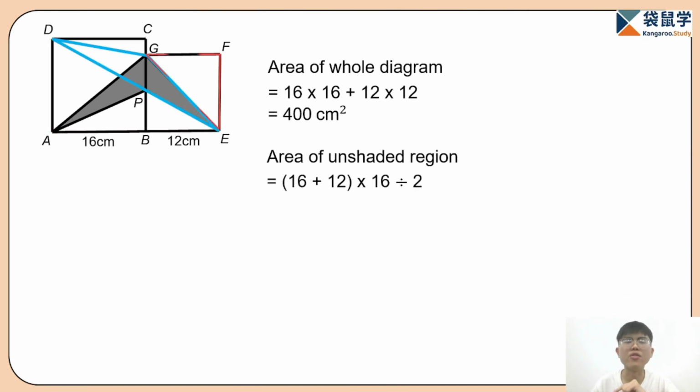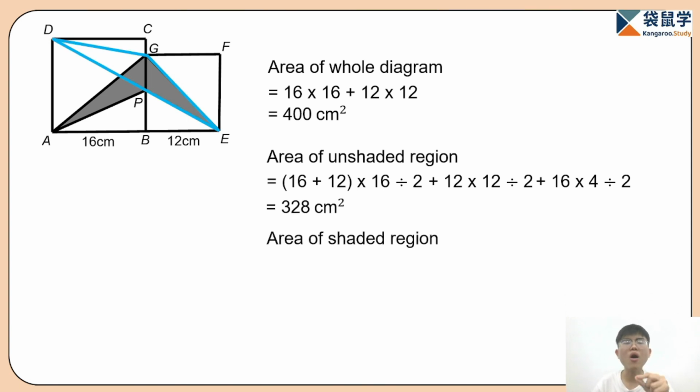So the area is just (16 plus 12) times 16 divided by 2. And for the triangle on the right side, the area is just 12 times 12 divided by 2. And finally, we have a small triangle on the top there. So we know that DC is 16 centimeters. How about CG? It is 4. So we can just use 16 times 4 divided by 2 and we get 328 centimeters squared in total. So to find the area of the shaded region, we use 400 minus 328. We get 72 centimeters squared.